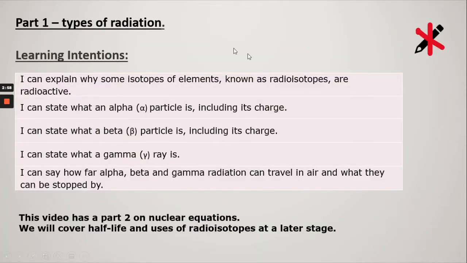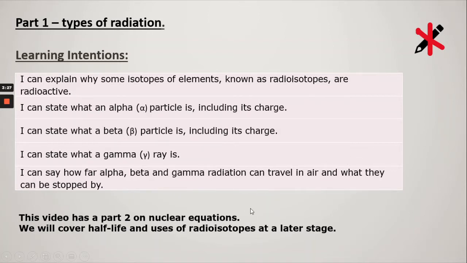So we're going to cover this topic in 2 parts in this video, and then a little bit more at a later stage in class. The first part of this video is going to look at the different types of radiation. When we talk about something being radioactive, it's radioactive because it emits radiation. So we're going to be looking at why some elements are radioactive. We're going to be looking at 3 types of radiation: alpha, beta and gamma, and we're going to be learning about what these are and how they can be stopped and how far they can travel.